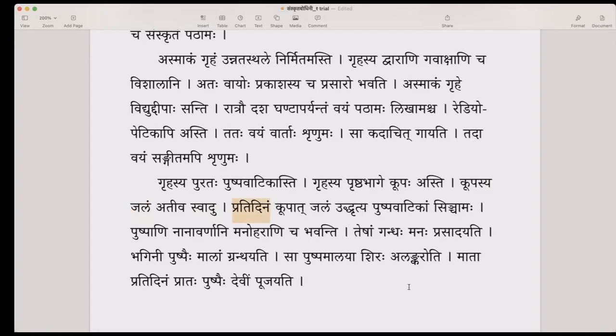Every day, water from the well is taken out. Udhritya, after taking out water. See, generally, these two, I told you, right? When you have lyap or when you have ktva, it is the same karta who does the first action and the second action. So the first action is udhritya, taking water from the well, and the second action is sinchamaha, which is we sprinkle water. You will have to say the we is the karta for this action also. Is that clear? So we, having taken water from the well.